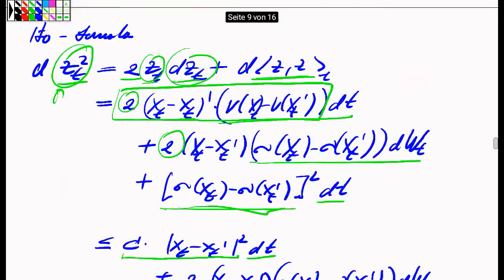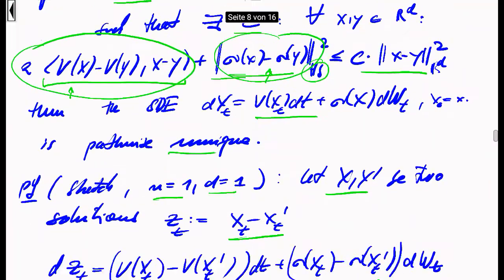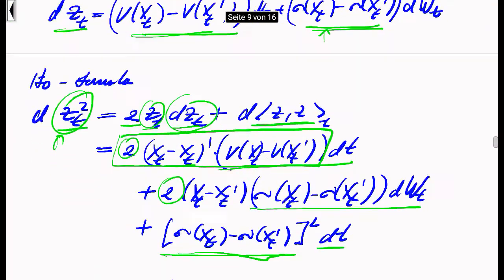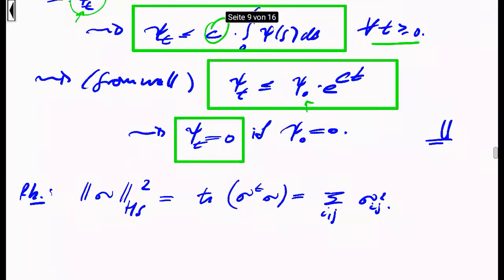Okay, so if we have this one-sided Lipschitz or monotonicity condition, which is combined with this Lipschitz condition on the diffusion matrix, as we shall in the future say, if the one-sided Lipschitz condition is satisfied, then we have uniqueness in the pathwise sense of the solutions to this equation.